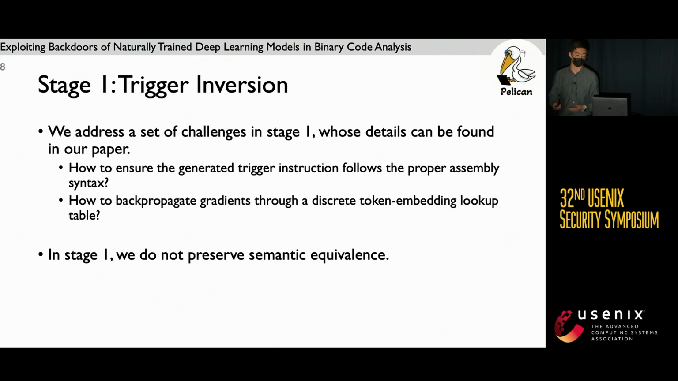We also address a set of challenges in stage 1, including how to ensure the generated instruction follows the assembly syntax. And we also study how to backpropagate gradients through the token embedding lookup table. Details can be found in our paper. Please note that in this stage, we do not preserve the semantic equivalence.